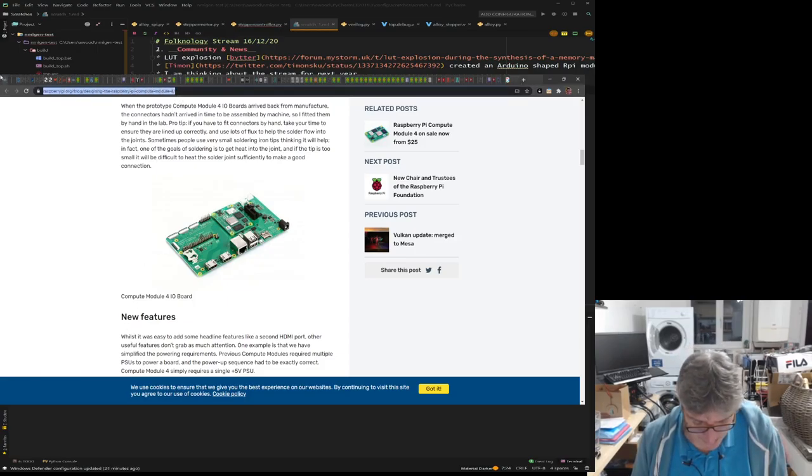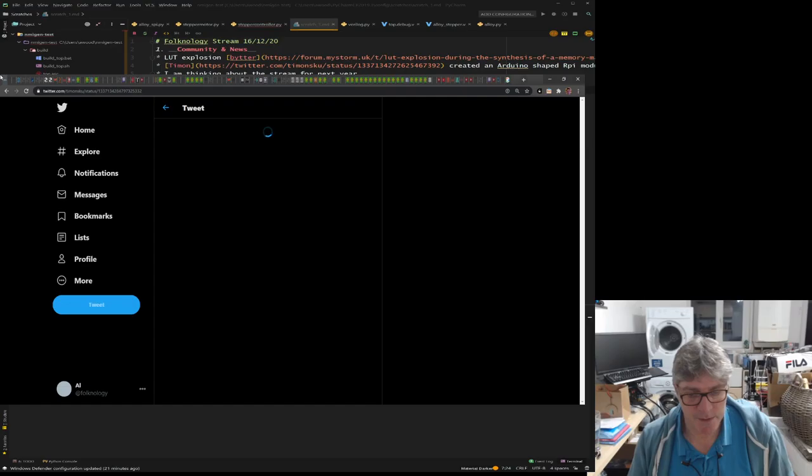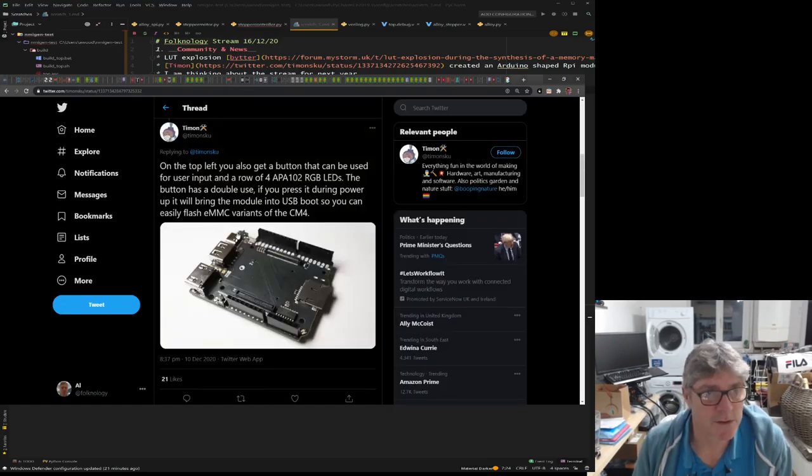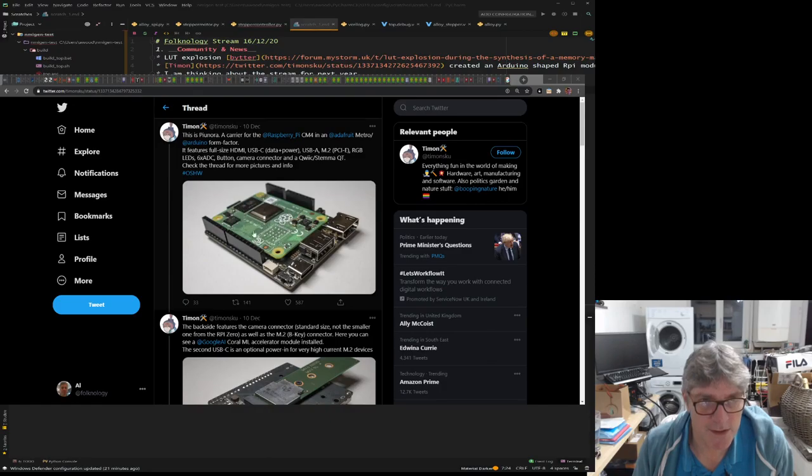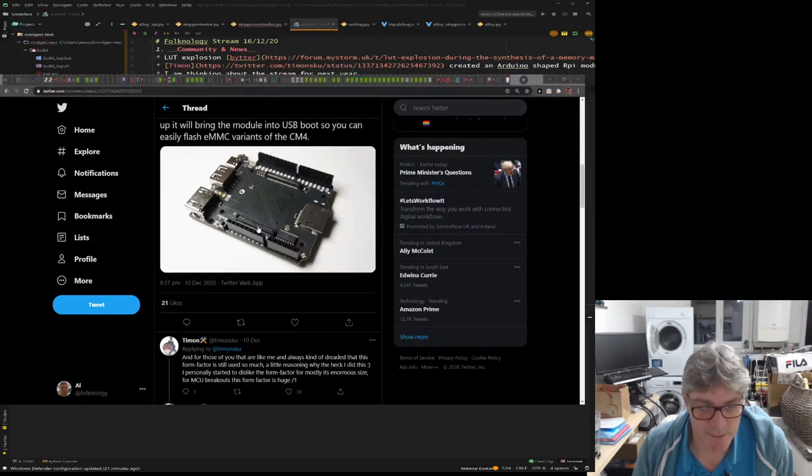So he's done this kind of Arduino shaped one, which is a slightly odd choice, but it's actually quite cool. So the module sits there, but what's underneath that module is this. So you can see where the module sits and connects via these high density surface mount connectors, high speed connectors.